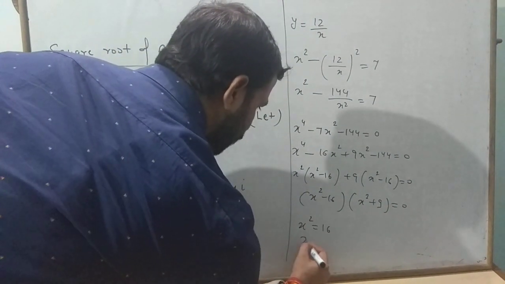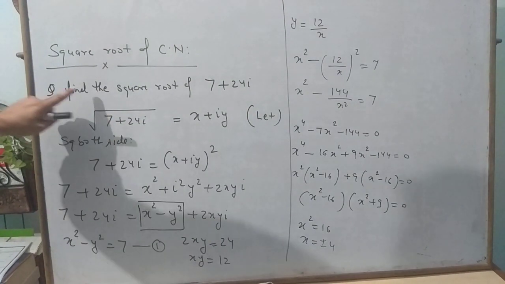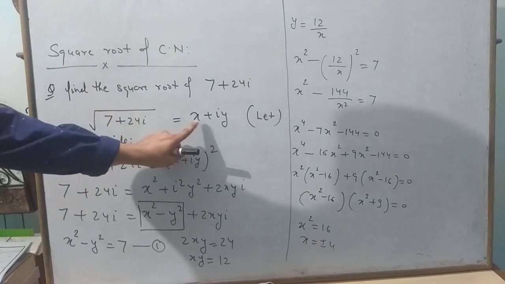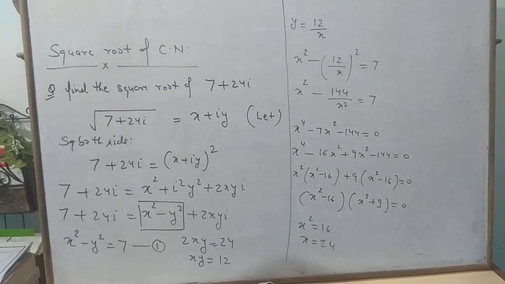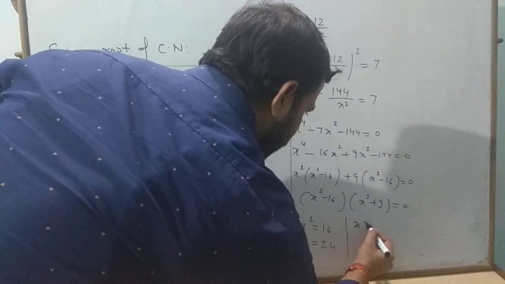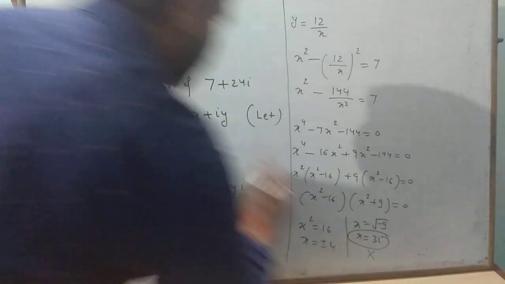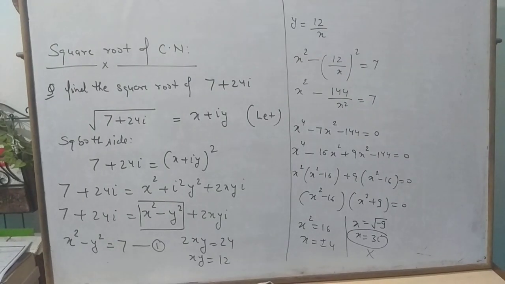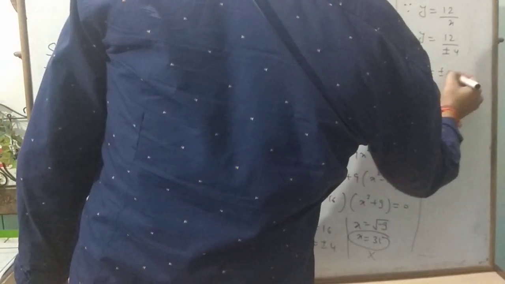x square is 16, x is equal to plus minus 4. When we find the square root, we choose a complex number x plus iy, so x is the real part, and x comes out as plus minus 4. If x square is minus 9, x is 3i, which can't be valid because x is real. So only x is equal to plus minus 4. Since y is equal to 12 by x, in place of x we write plus minus 4, so y is equal to plus minus 3.